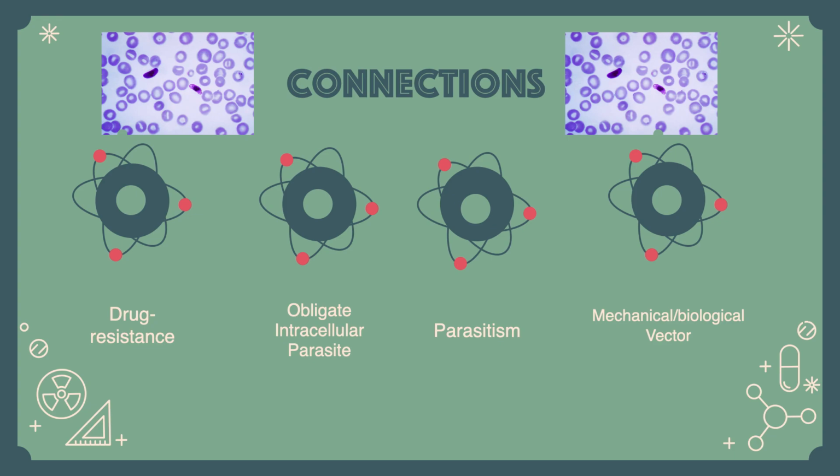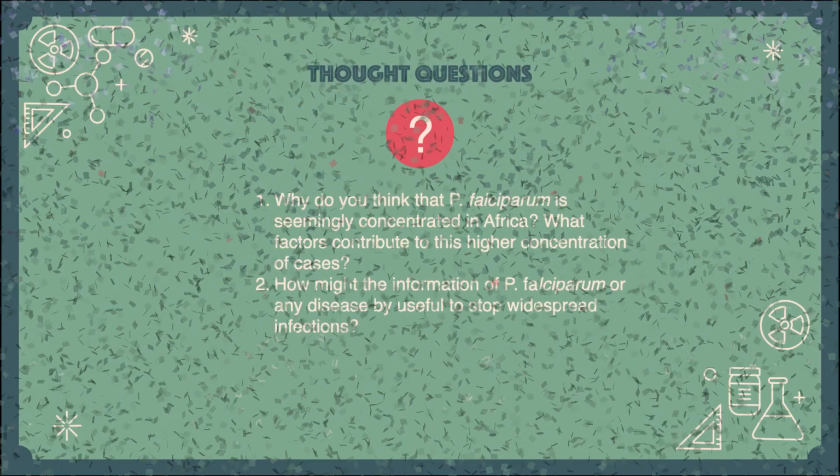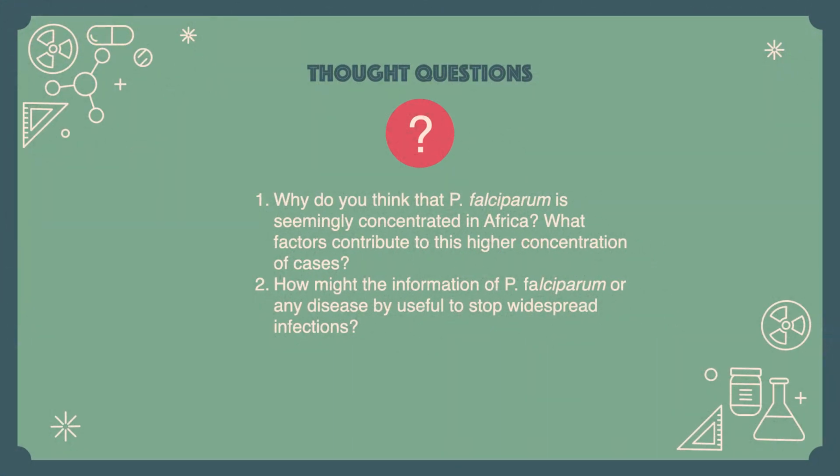So finally, I will move on to my thought questions. For my thought questions, I would like to ask you, why do you think that P. falciparum is seemingly concentrated in Africa? What factors contribute to this higher concentration of cases? And second, how might the information of P. falciparum or any disease be useful to stop widespread infection?